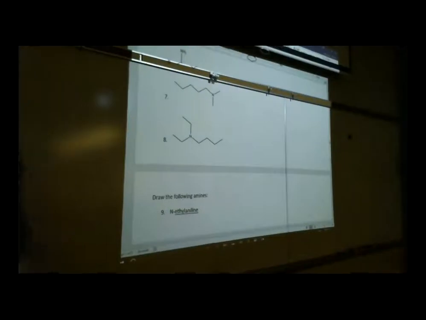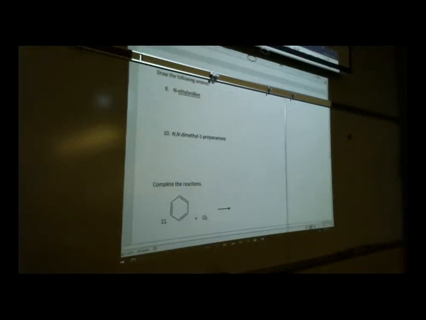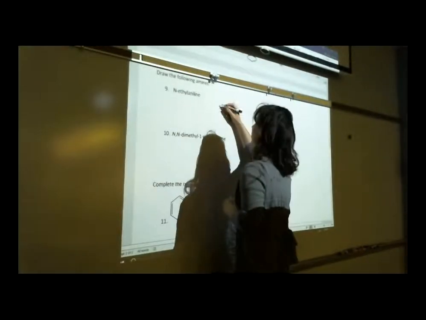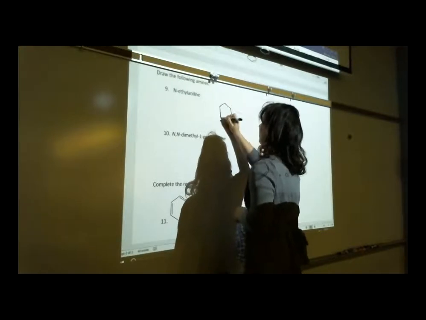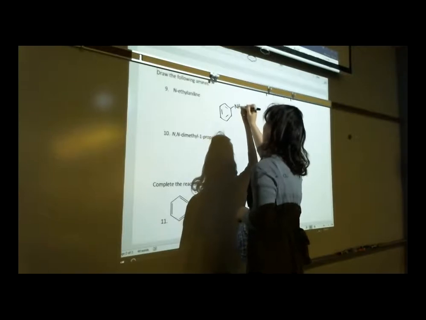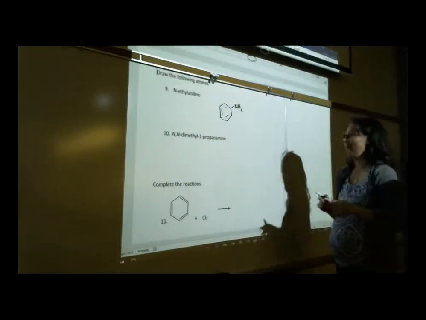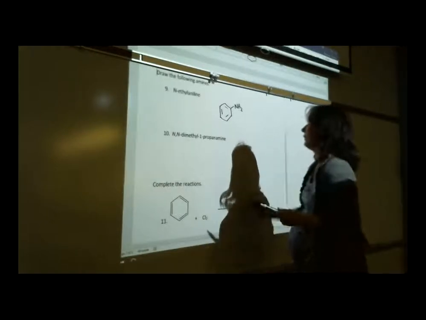And then, spell check doesn't like that word. Draw these amines. Okay, what would regular old aniline look like? Regular old aniline would be that, right? That's aniline. So what would N-ethylaniline look like?